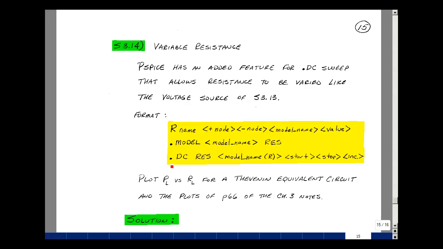The next line is a .dc sweep, and then we're going to vary this resistance based on our model name, and then in parentheses R with a start value, a stop value, and an increment. Let's take a Thevenin equivalent circuit and plot the power in the load as a function of the load. We also had some plots on page 66 of the Chapter 3 notes where we took ratios of voltages and currents with respect to the Thevenin and Norton voltage, and also some power calculations. Let's do an example to see how we're going to do this.